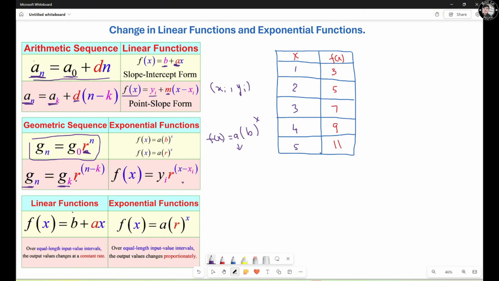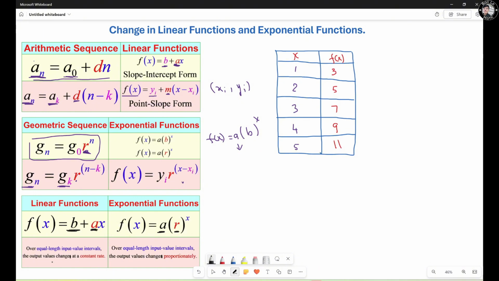Now the last one, we're going to explore the differences between linear functions and exponential functions. The linear function is given by the formula f of x equals b plus a times x, where a is the rate of change or the slope of the linear function, and b is the y-intercept or initial value. In the exponential function, f of x equals a times r to the power of x, where a is the initial value or the y-intercept, and r is the common ratio.